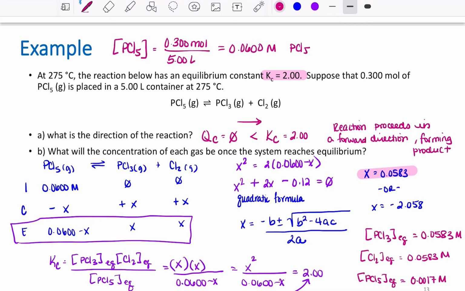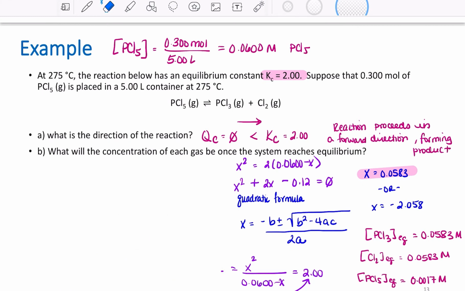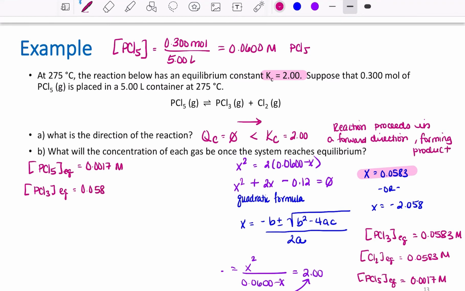You can always check your answer here as well. Go ahead and pause if you need to write this down. I want to write this stuff up here. So we know that the concentration of PCl5 at equilibrium is equal to 0.0017 molar. Concentration of PCl3 at equilibrium is equal to 0.0583 molar. And the concentration of Cl2 at equilibrium is also equal to 0.0583 molar.